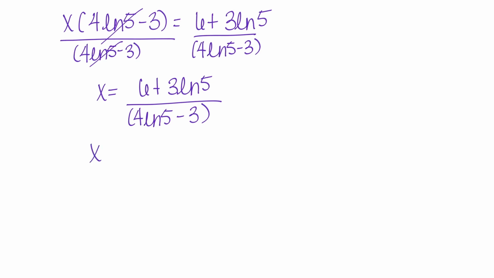If we want to get an approximate answer, we have x is approximately equal to, I'm going to go ahead and do 6 plus 3 ln 5, hit enter, do divided by parentheses, 4 ln 5, and then minus 3. Remember to close the parentheses on the natural log before you type the minus 3. And that tells me x is approximately 3.1498.